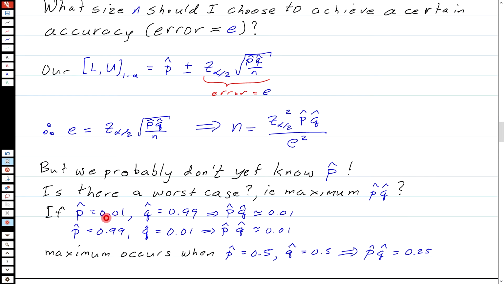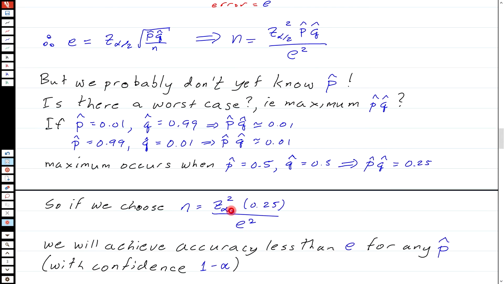We said if p hat is small, say 0.01, then q hat is 1 minus that, which is 0.99, and the product is about 0.01. If we go the other end and we let p hat be big, 0.99, then q hat is small, 0.01, and again the product is small. So somewhere between these two numbers, there will be a product p times q which achieves a maximum, and that occurs when p and q are both equal to a half, because a half times a half is 0.25. That's the largest value that this product can ever be.